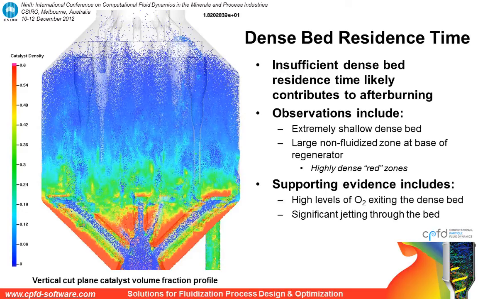Concerning the dense bed residence time, the CFD simulations did indicate that the insufficient dense bed residence time is likely contributing to the afterburning, although it may be a secondary effect compared to the combustion air bypassing the bulk of the bed. This is an unusually shallow dense bed for a regenerator, and there is a relatively large non-fluidized zone at the base of the regenerator where the gas flow out of the distributor arms is insufficient to sweep the particles off the slanted surfaces of the reactor floor, so particles tend to build up there.